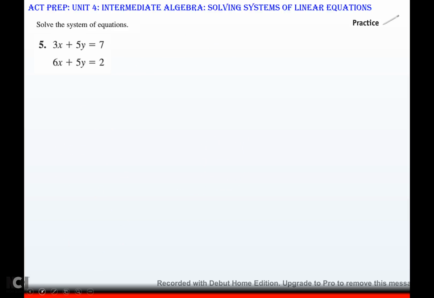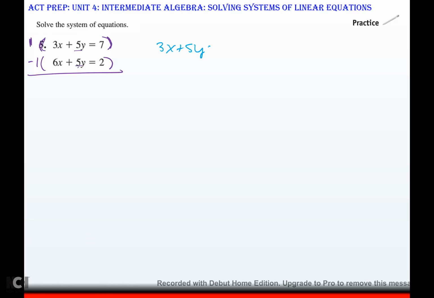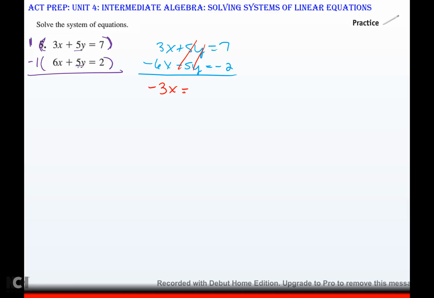All right, so if I look at this one, again, I noticed that my y's already have the same number. So all I need to do to make them cancel is make them have different signs, which I do by multiplying the top by 1 and the bottom by -1, or vice versa. Distributing the 1 on top, I get 3x plus 5y equals 7. Distributing the -1 on bottom gives me -6x, -5y, -2. When I combine like terms, the y's cancel. 3x minus 6x is -3x equals 7 minus 2, which is 5. Divide by -3 and you get x equals -5/3. I got half my answer.